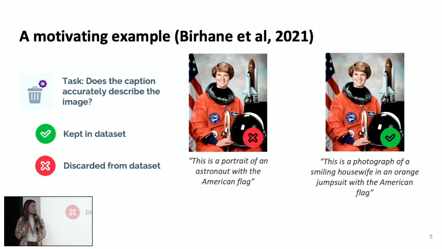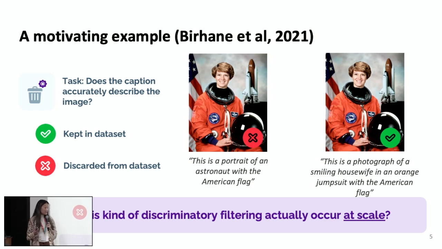This gives some intuition as to how these biases can be introduced in the filtering step, but this is actually a hypothetical example. It doesn't exist in any data set, to our knowledge. What our work is trying to understand is if this kind of discriminatory filtering actually occurs at scale. So going forward, I won't be giving any cool examples, unfortunately, but it'll be more about trends across a data set.